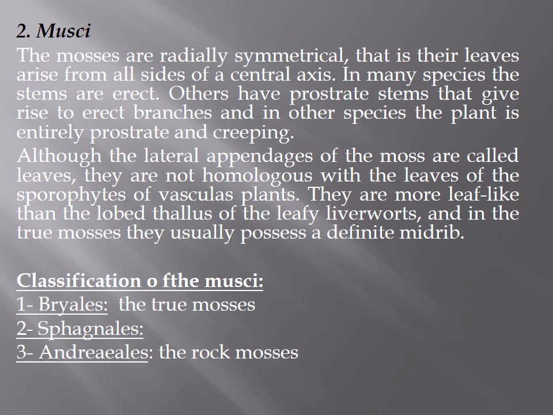The second part, other than Hepaticae, is the Musci. The mosses are radially symmetrical, that is, their leaves arise from all sides of a central axis. In many species, the stems are erect. Others have prostrate stems that give rise to erect branches, and in other species the plant is entirely prostrate and creeping.